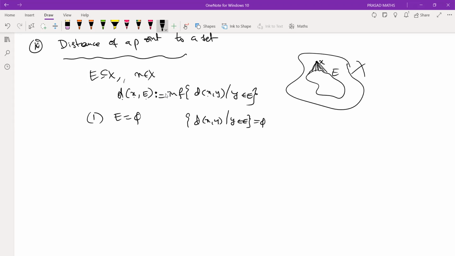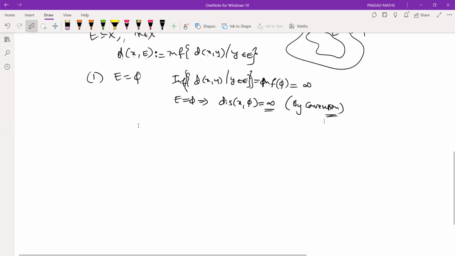If you take the infimum, what is the infimum of the empty set? Anybody? Minus infinity? No, infinity. The infimum of the empty set is infinity. Right? That means if E is empty, the distance from any point to the empty set is always infinity. This is by convention. We can assume that. Right? So without loss of generality, for convenience, we start with non-empty sets.